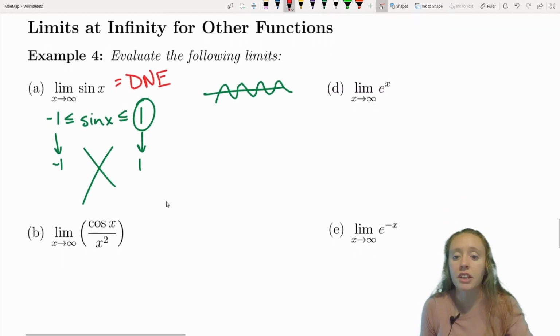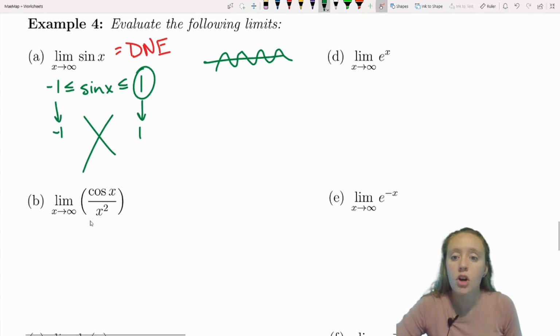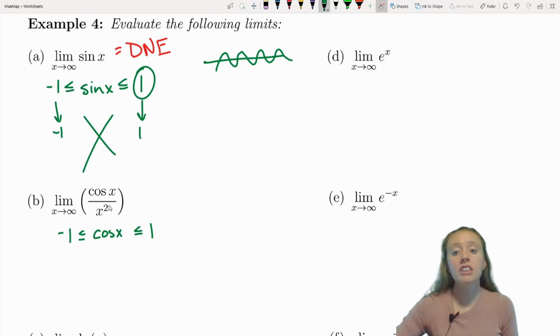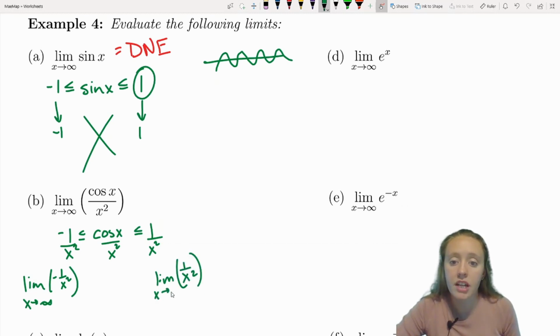Let's take a look at this other function, cosine of x over x squared. Let's try the squeeze theorem with this. Well, we know that the cosine of x is always between -1 and 1, just like the sine of x. But our function is the cosine of x over x squared, so I'm going to put everything over an x squared. But these inequalities will still hold true. So now I'm going to take the limit of -1 over x squared as x approaches infinity, and I'm going to take the limit of 1 over x squared as x approaches infinity.